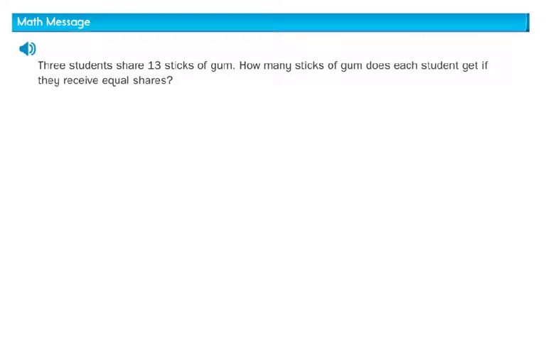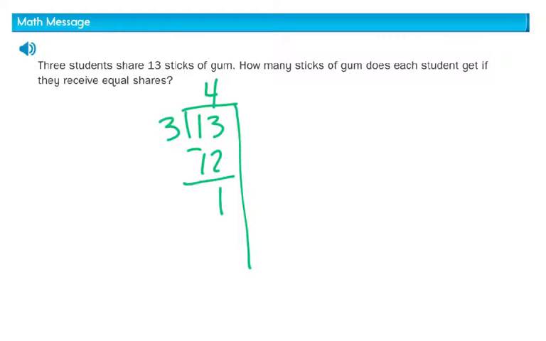Imagine that there are 3 students that want to share 13 sticks of gum. How many sticks of gum does each student get if they receive equal shares? If I take the 13 sticks of gum and divide it by 3, just to let you know, I can't even do 10 groups of 3 because that would be 30 sticks of gum, so it becomes a basic fact. 3 goes into 13 4 times with 1 stick of gum remaining.